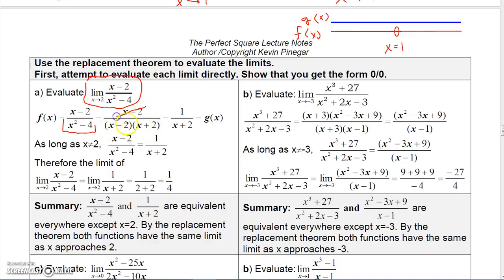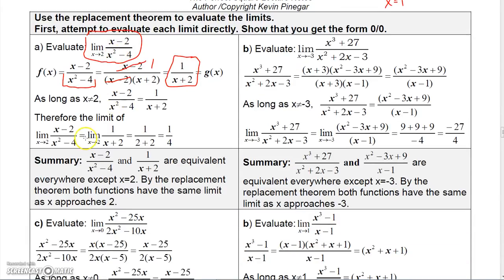Well, x minus 2 over x minus 2 is 1. So I get 1 over x plus 2. And so there's my new function that I'm going to replace this function with. As long as x does not equal 2, then these two functions will be equal. So I can take the limit that I started with and replace it with the limit of the replacement function, 1 over x plus 2, and then I can just evaluate this function as x approaches 2.